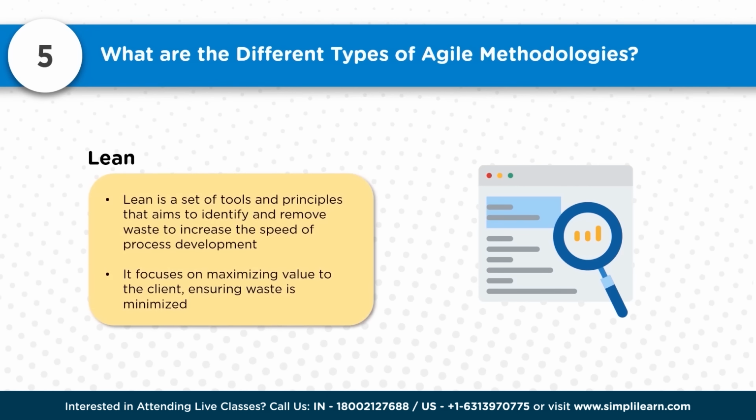Lean is a set of tools and principles that aims to identify and remove waste. To increase the speed of process development, it focuses on maximizing value to the client, ensuring waste is minimized. Lean principles talk about the flow. In a flow, if there is any bottleneck, that needs to be removed. The bottleneck would limit the flow and that would add towards the waste. So it involves identifying the waste, the reason for its creation, or who is the contributor of the waste, and eliminating those causes and moving forward. This helps in smoothening the flow, at the same time improving the system for better outcome. That's why lean has become popular and well acknowledged.